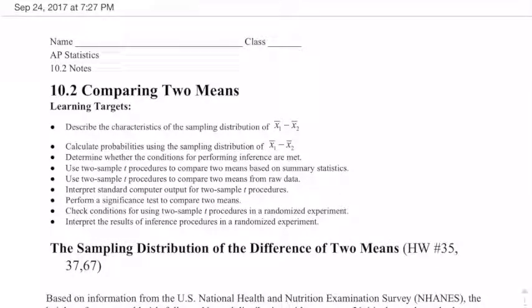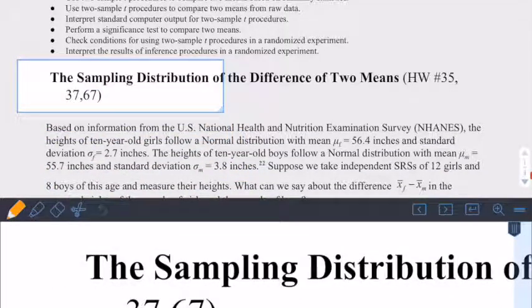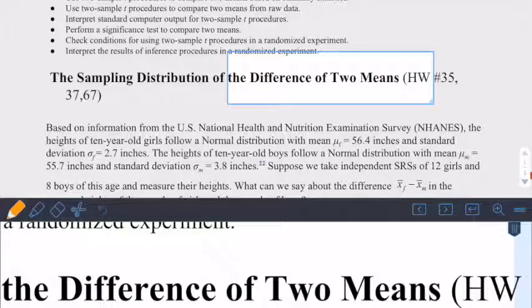Hi APStat students. This will be another long section because there's a lot in here, so I suggest that you break it up into chunks and make sure you understand each part separately. First thing we need to do is talk about the sampling distribution of the difference of two means.